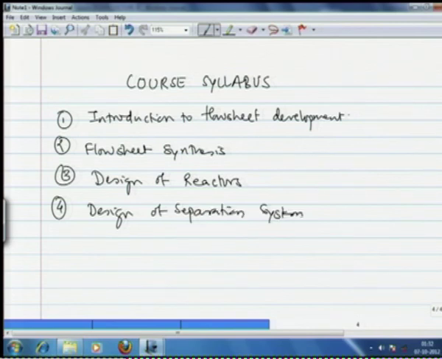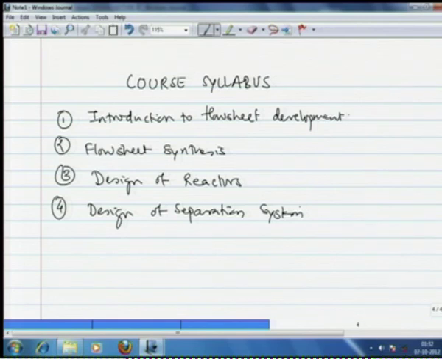Then comes the module of design of separation systems. We shall review the general separation systems for homogeneous and heterogeneous mixtures. You have already had introduction to these systems in the NPTEL course of unit operation, mass transfer operations. So, this will be more or less revision.